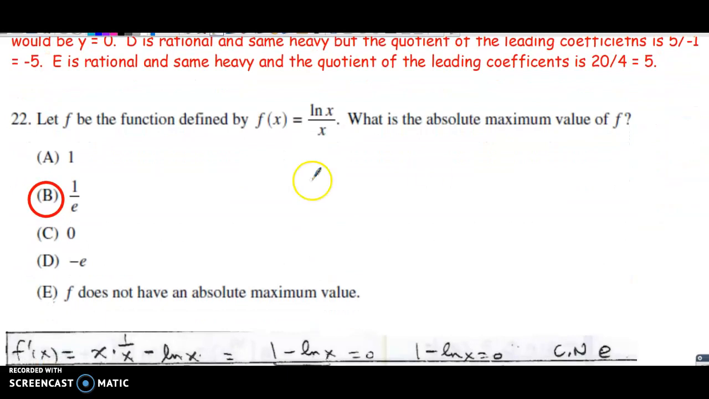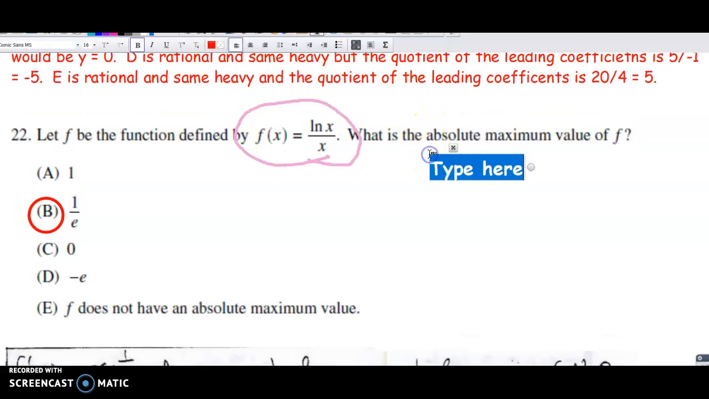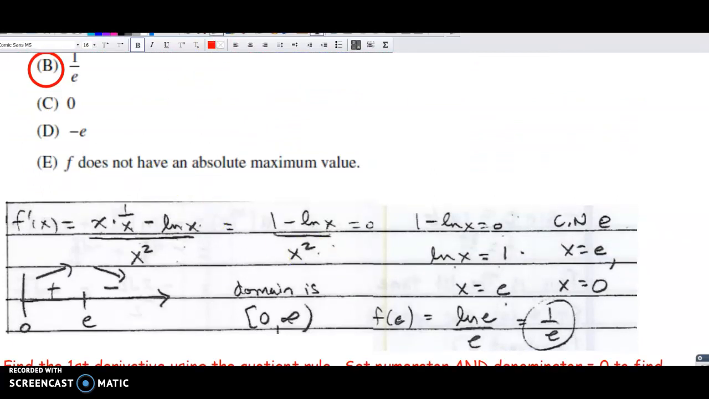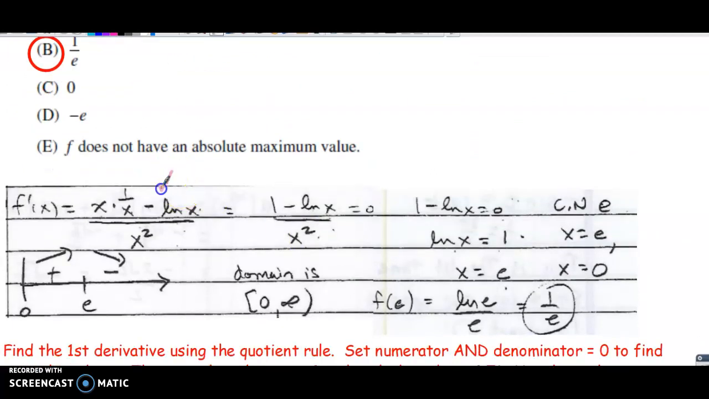22. Let f original be a quotient. What is the absolute maximum? So here we are looking at the EVT. We need critical numbers and endpoints. So in this case, I find the first derivative using the quotient rule, as you can see down here. Down d up minus up d down over down down. Simplify. Set the first derivative equal to 0.